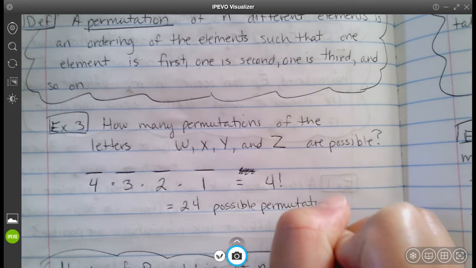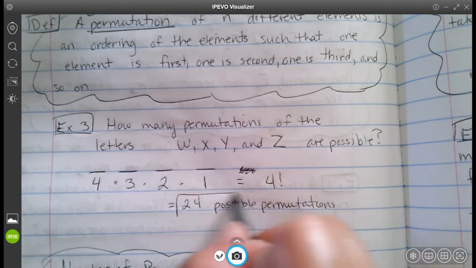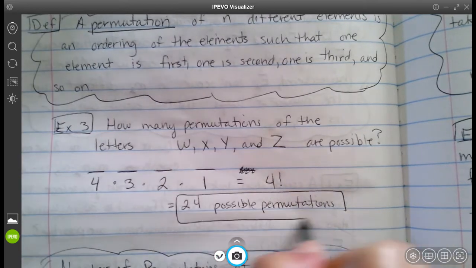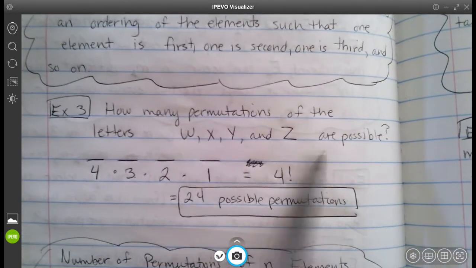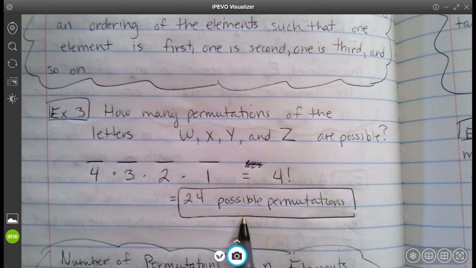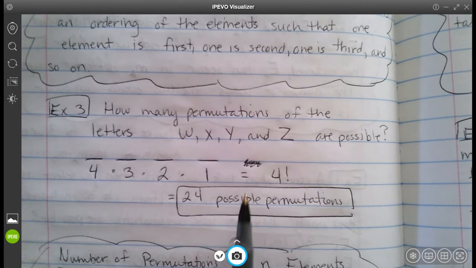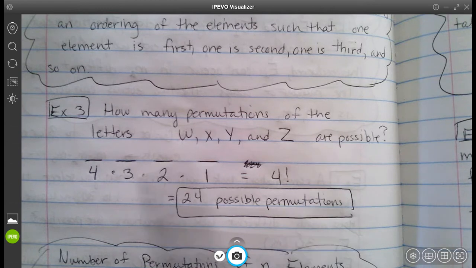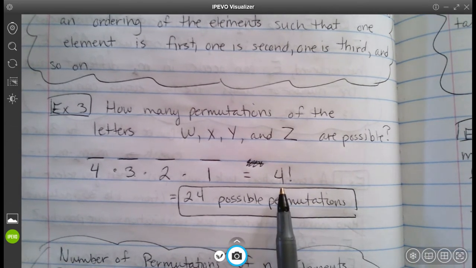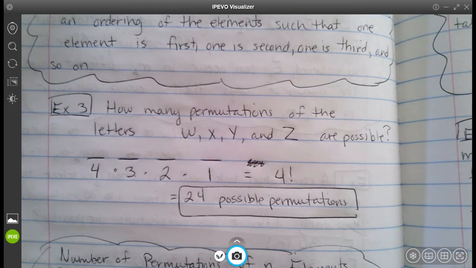You could actually list these and try them all out. That's probably the first method anybody who's not familiar with this would use. They would say, well, let me try all the different combinations, and they would get 24 possibilities, which is fine. But what happens if you have like 10 letters? You don't want to try to list all that. It's going to be 10 factorial, which is a pretty big number. So thank goodness for some formulas.